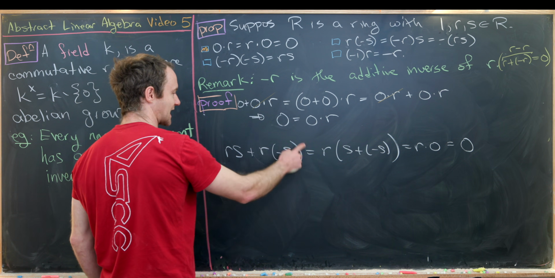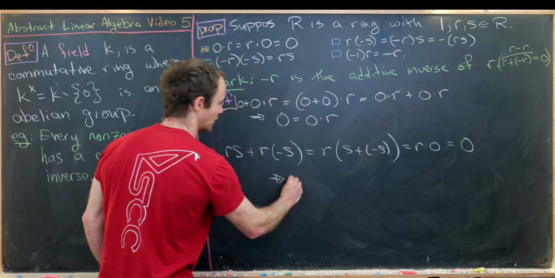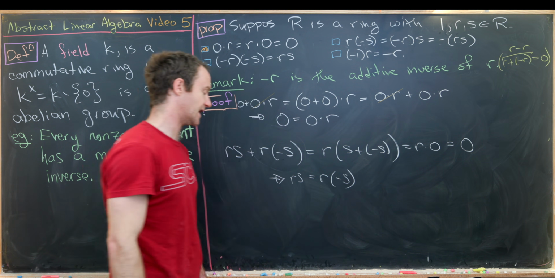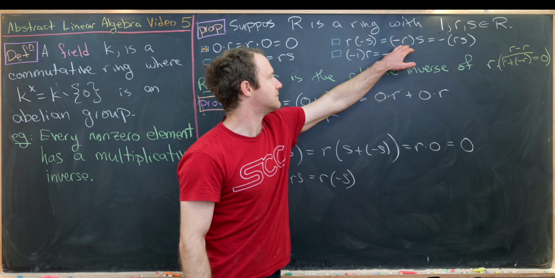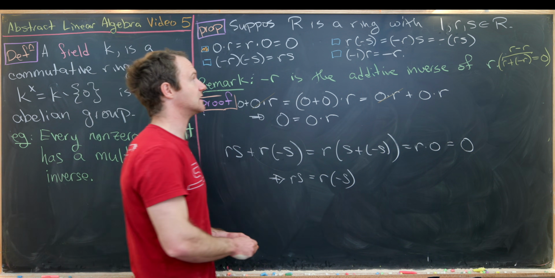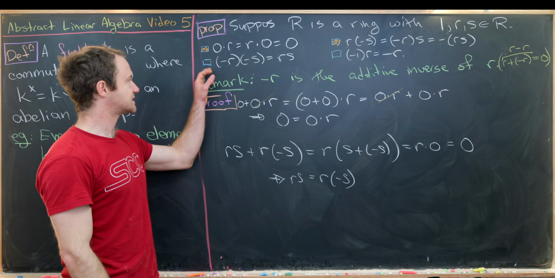We can subtract this side from both sides of our equation, and we're left with RS equals R times negative S. And then you could do this middle one is equal to the last one very, very similarly. Again, I'll leave that for you. Okay, so now let's move on to this one.